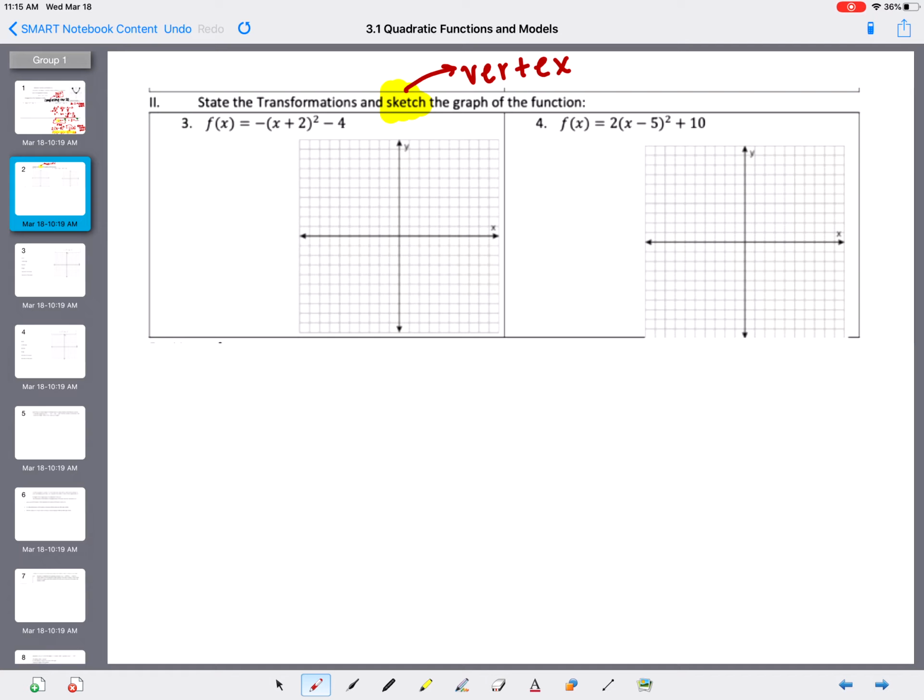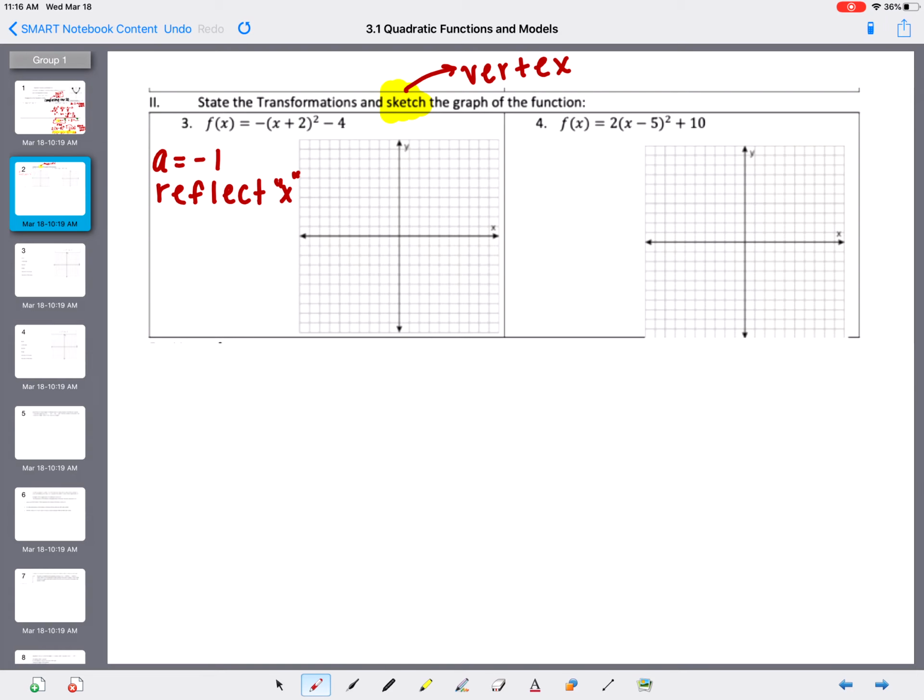If you need to get out your transformation sheet as a way of reminding you what A, B, H, and K represent, then that's fine. You can do that. But I'm going to do one of these with you. I'll do number 3. So if I look here, I see a negative in front. That should be my A value. When A is negative, that means that I have a reflection over the x-axis.